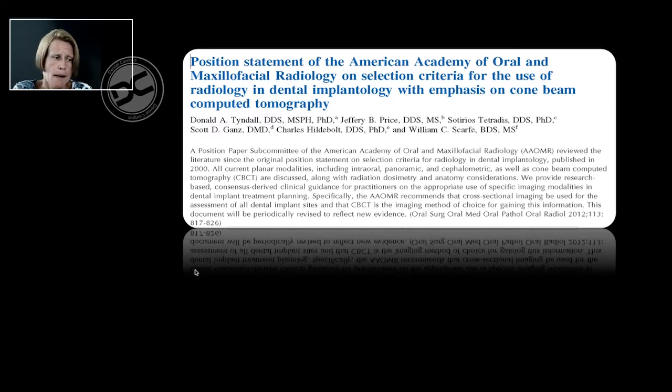At the same time, the American Academy of Oral and Maxillofacial Radiology also published a report focusing again on the use of cone beam CT in implant dentistry. And this academy concluded that cross-sectional imaging can be used for all dental implant sites, with CBCT being the preferred method.